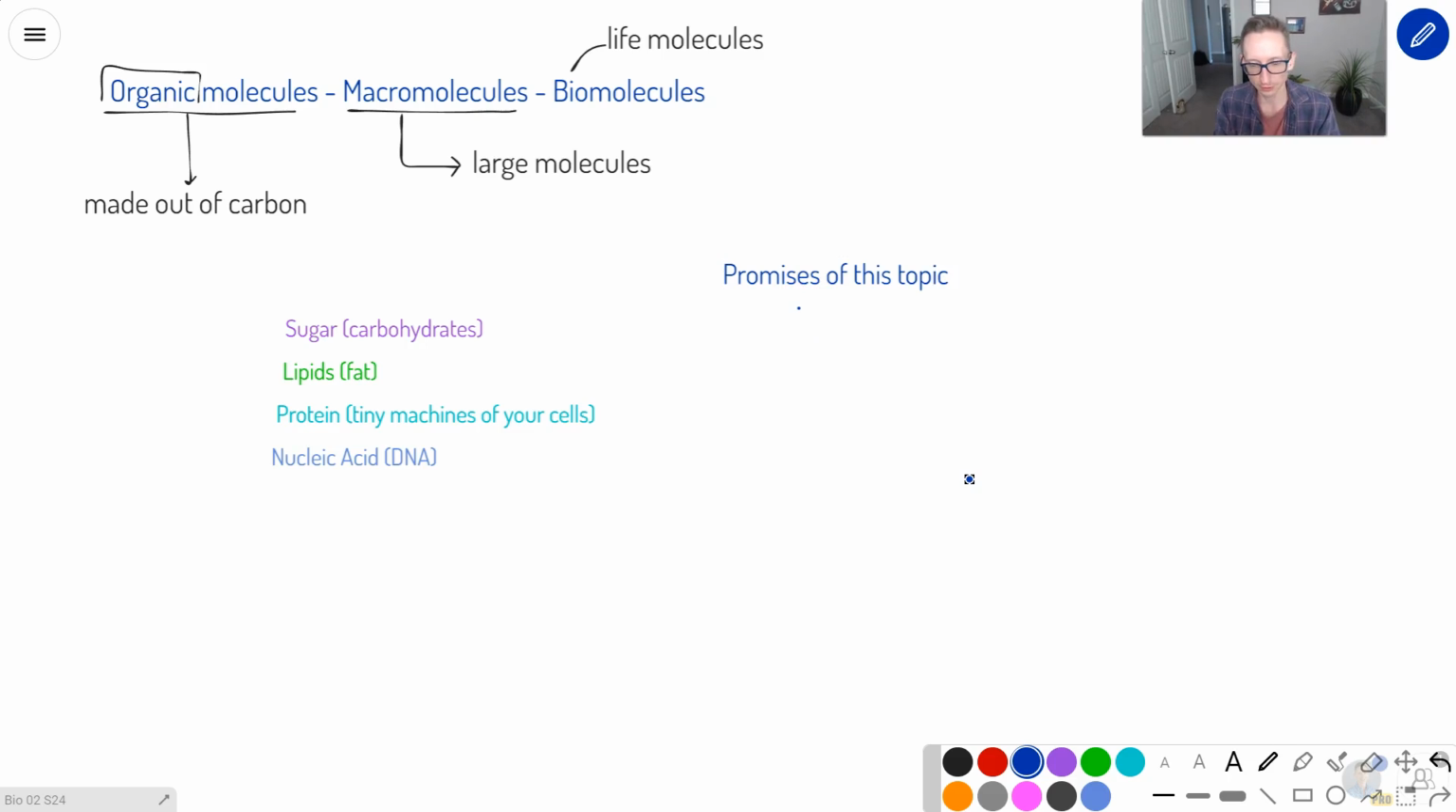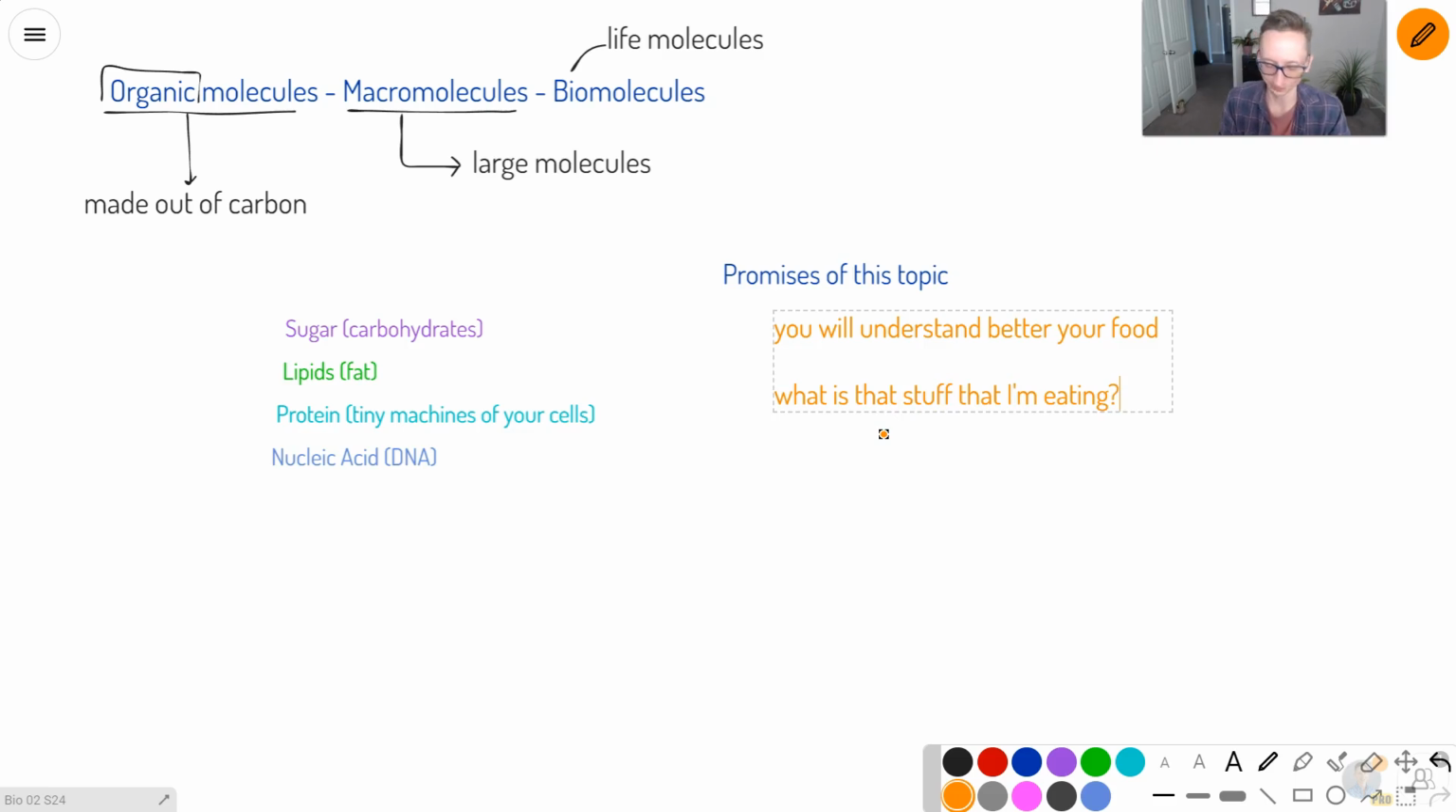You'll understand your food better. What is that stuff that I'm eating? Nutrition labels will make sense. I don't have a ton of time to go into all that, but you'll get a pretty good understanding of the main stuff that you're looking for, which is your carbs, lipids, and protein.